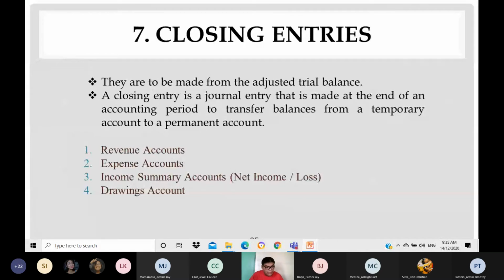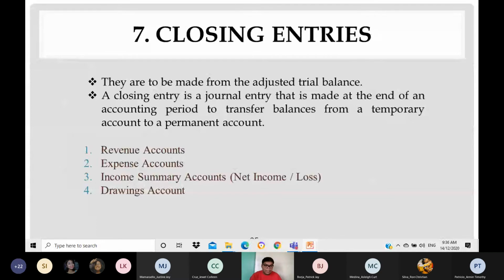This is accomplished by reversing the position of the accounts. So if a worksheet is prepared, however, the income statement in the worksheet will show a net loss or net income without the benefit of preparing.